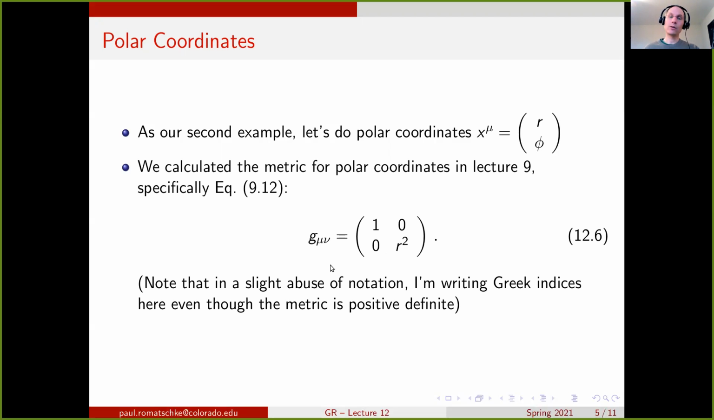Note that I'm writing g mu nu, even though normally I have been using Latin indices for positive definite metric signatures. I want to stick with this mu simply because I don't want to rewrite the notation for the Christoffel symbols. So I'm slightly abusing my own notation here. Now let's take this metric and calculate the Christoffel symbols for this metric.